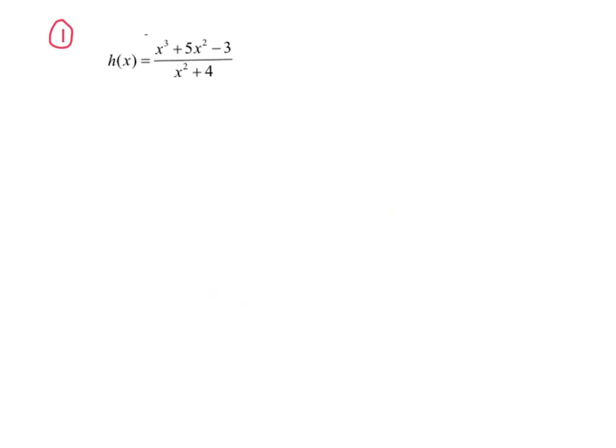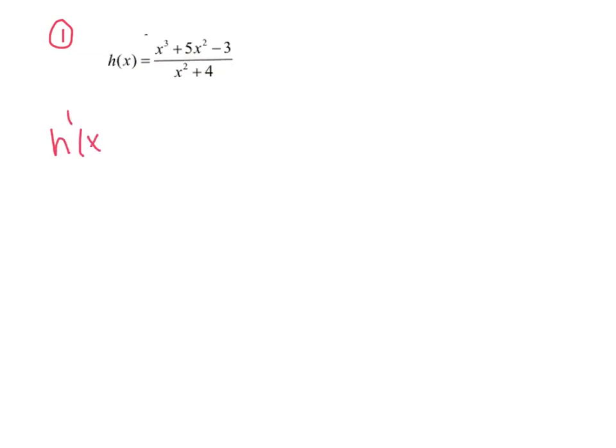Example 1. H of x equals x cubed plus 5x squared minus 3 divided by x squared plus 4. And our goal is to find h prime of x. So, do we have quotient rule? Are we dividing? Yes. And two functions in terms of x. Clearly we have x's on the top, x's on the bottom. So I'm going to need quotient rule.